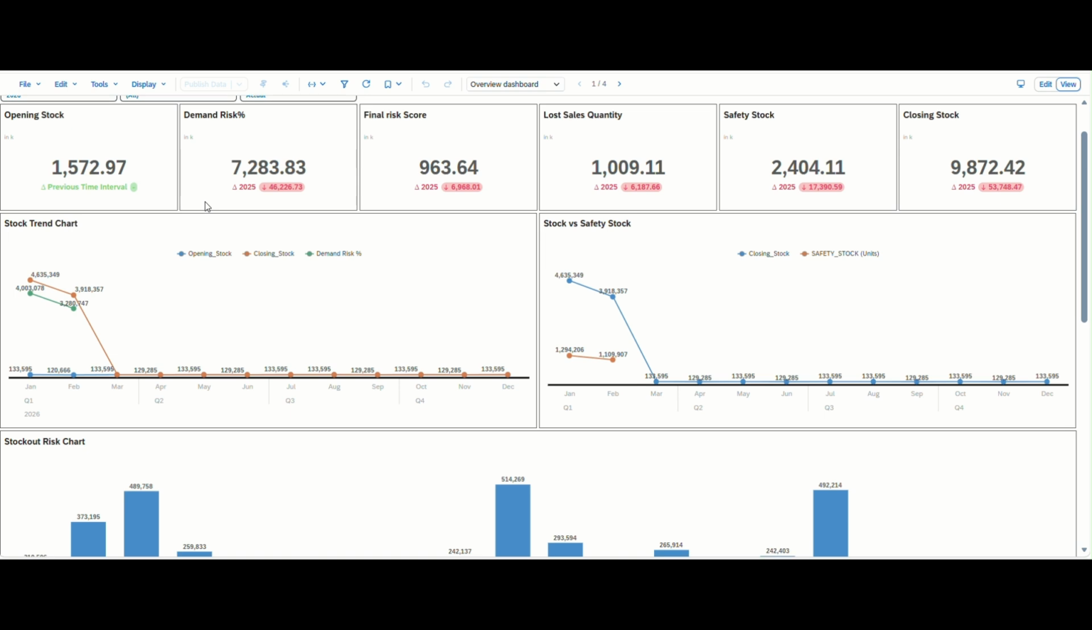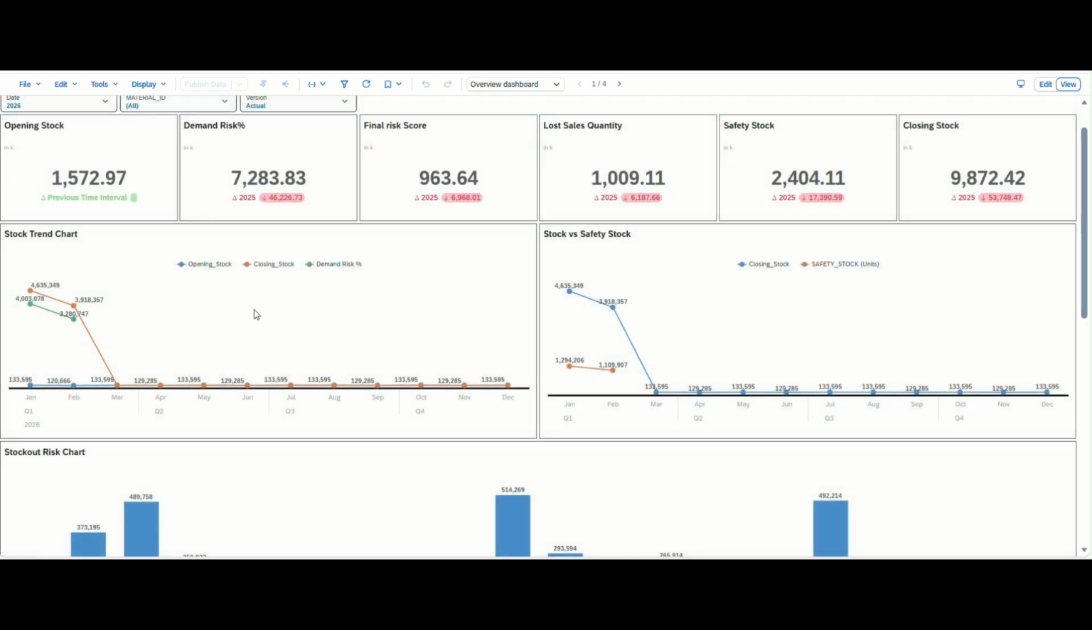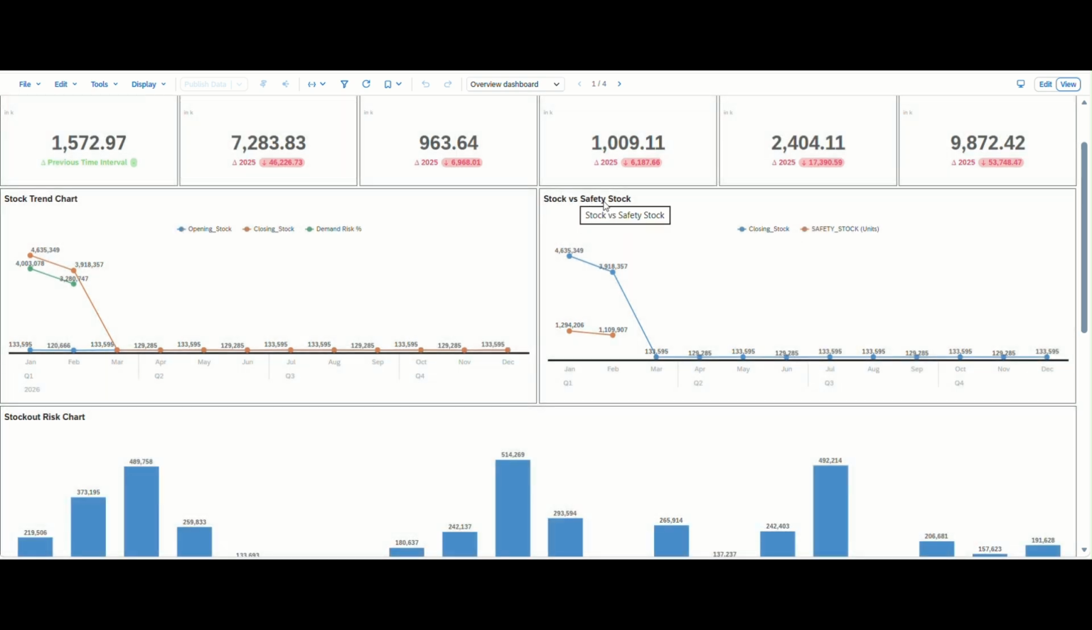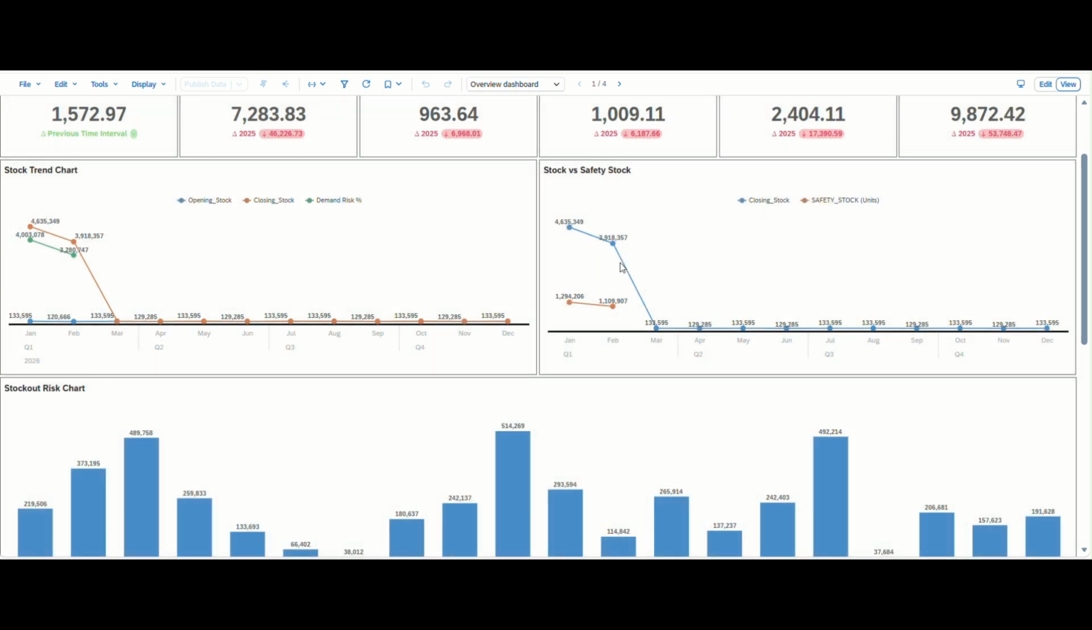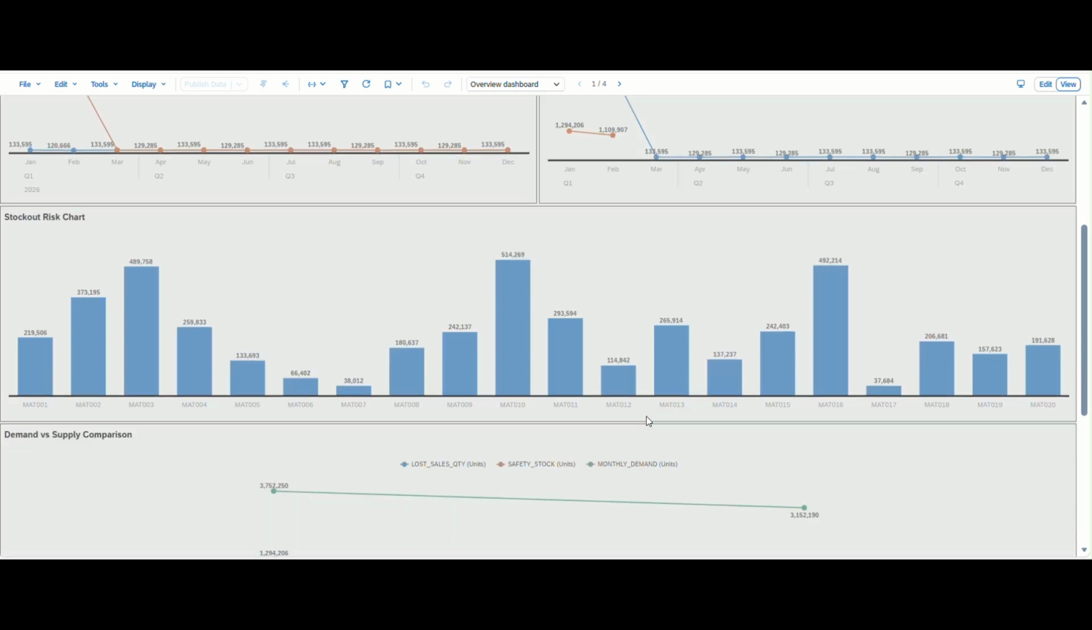Now, let's explore the visualizations that bring the inventory insights to life. The stock trend chart tracks opening stock, closing stock, and demand risk percentage across months, helping organizations monitor inventory fluctuations and fulfillment risk trends over time. Next, the stock versus safety stock visualization compares closing stock against safety stock levels, enabling businesses to identify inventory shortages and stockout-prone scenarios proactively. The stockout risk chart highlights material-wise stockout risks across materials such as MAT001 to MAT020, helping organizations identify high-risk inventory items requiring immediate attention.